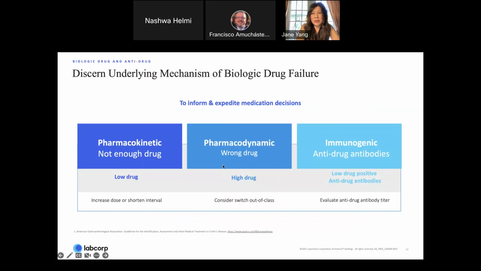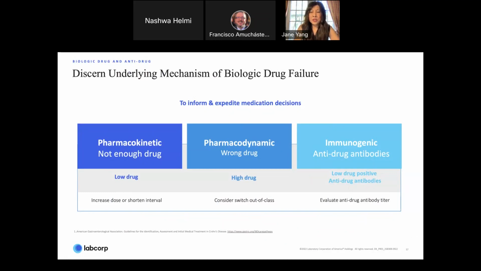In pharmacodynamic failure, there is a mechanistic mismatch. There is sufficient drug exposure as evidenced by the high drug level measurement. In the presence of antidrug antibodies, one needs to evaluate the titer. And again, you may suspect that a given patient is developing antidrug antibodies, but the blood test is the only way to know for sure.